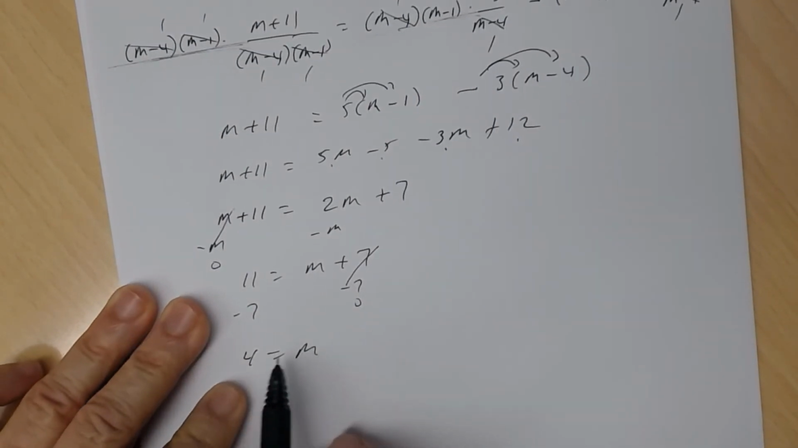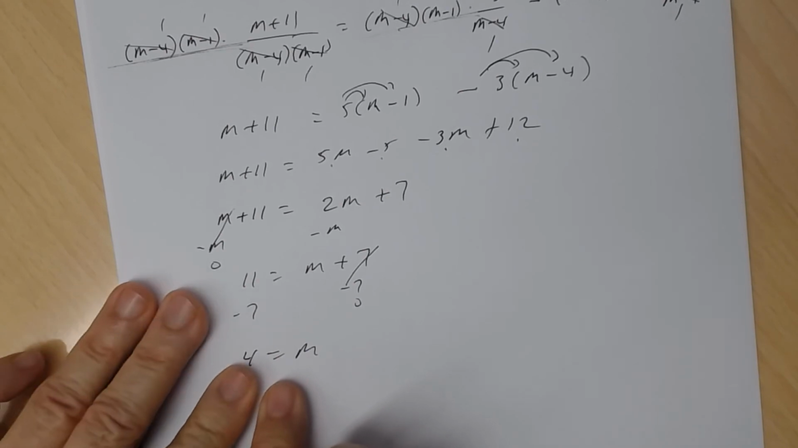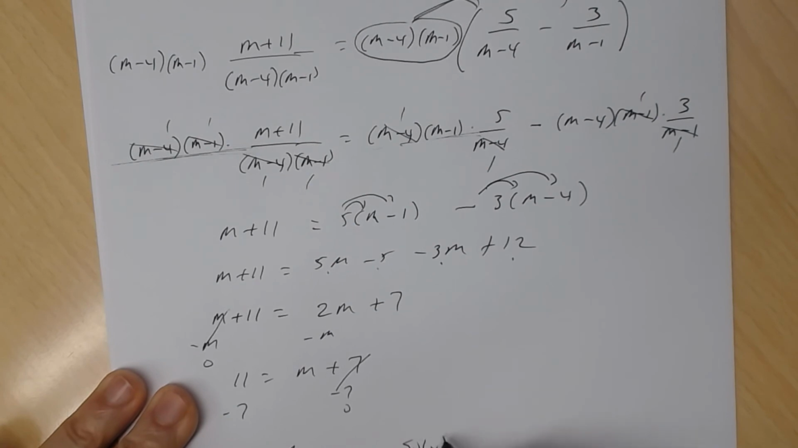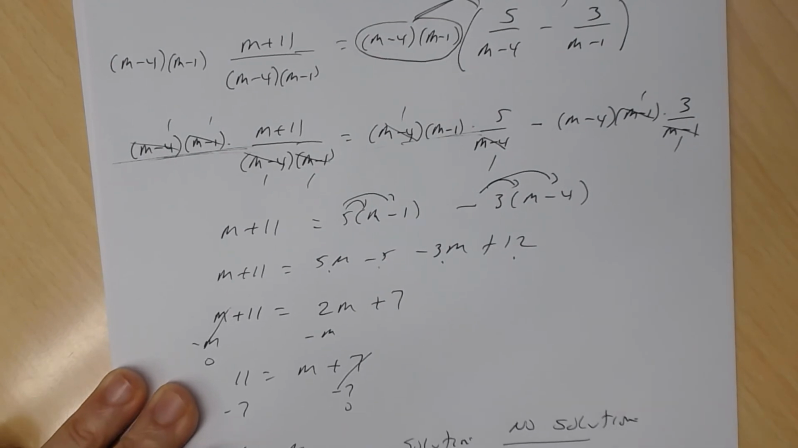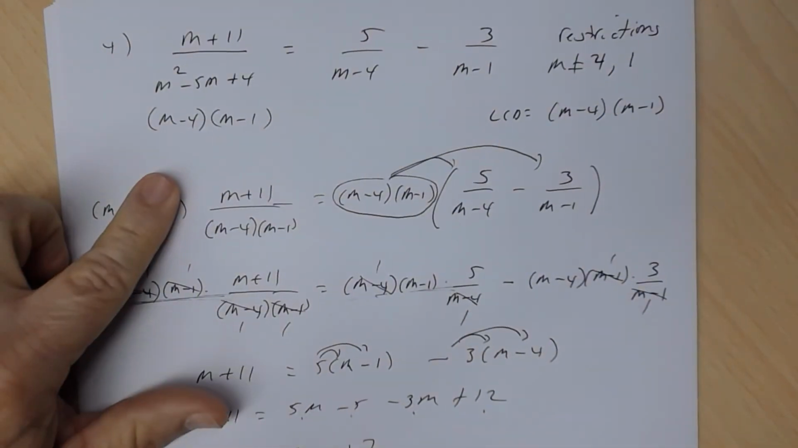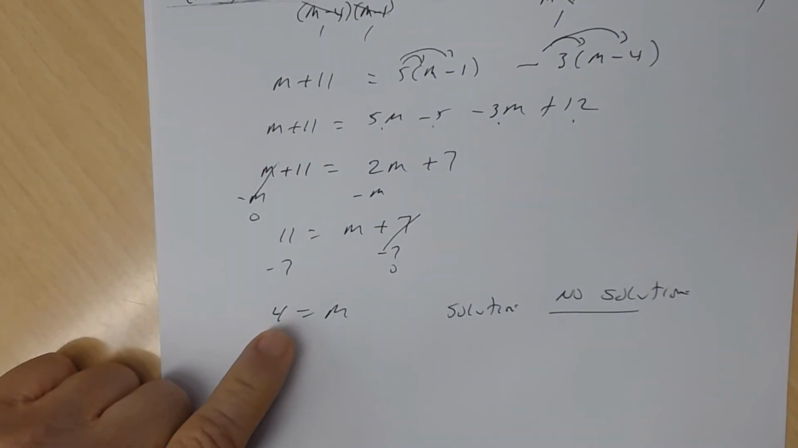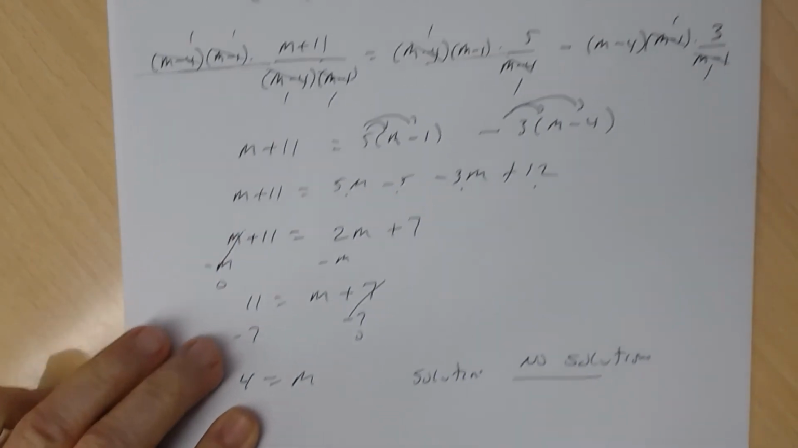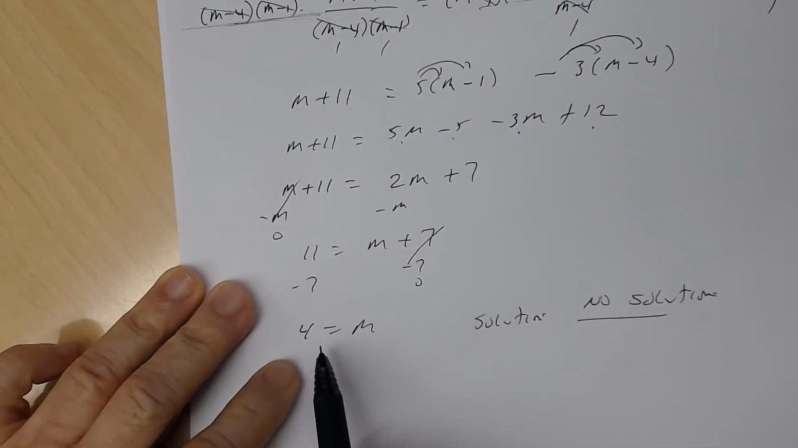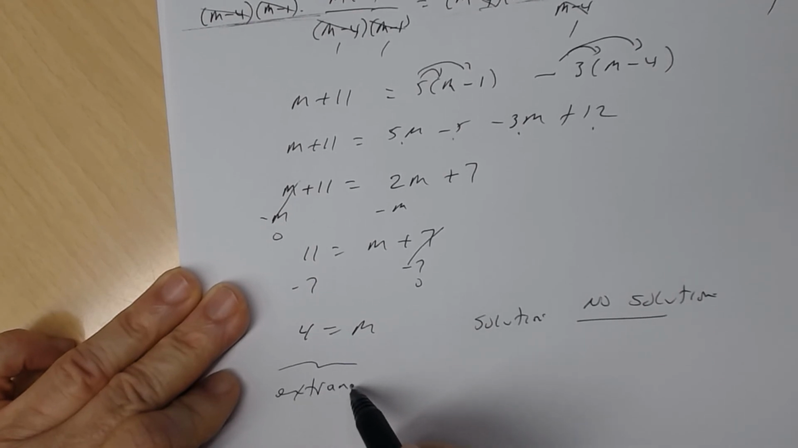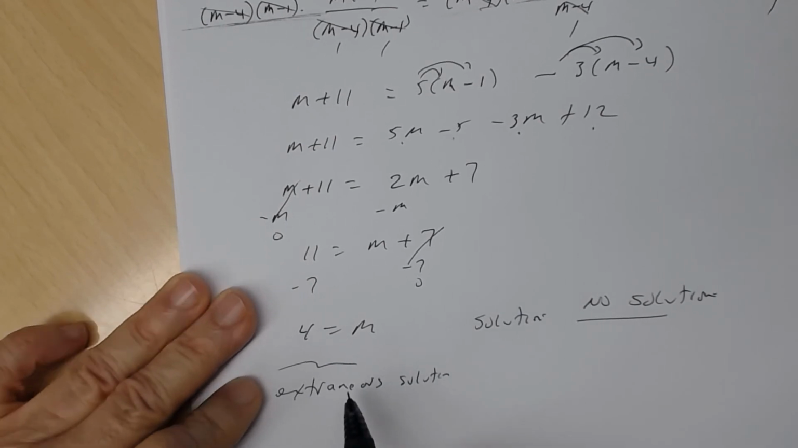So since I only had one potential solution here and it is a restriction, you're going to say no solution. Okay? So this equation has no solution because when you solved it, you got the potential solution to be 4, but that's a restriction. So now remember, this is called an extraneous solution. That's extraneous solution.